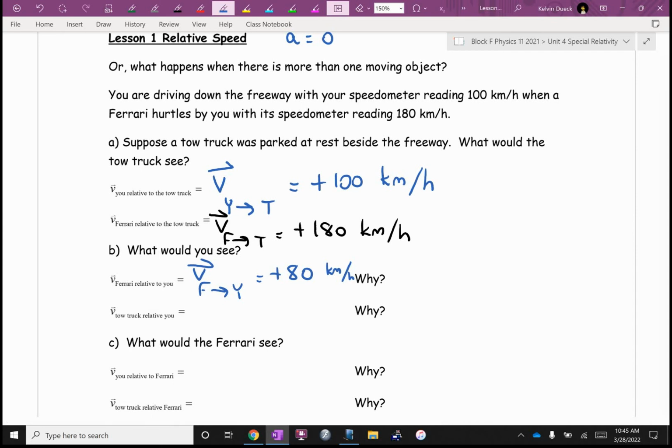I wrote why. I hope just the explanation that we've done verbally is okay. I'm not going to write out an explanation. But you're both moving at different speeds, different velocities. What about the tow truck relative to you?